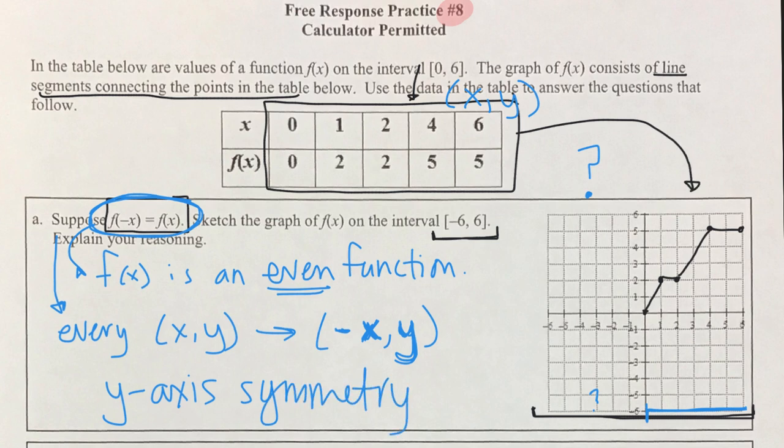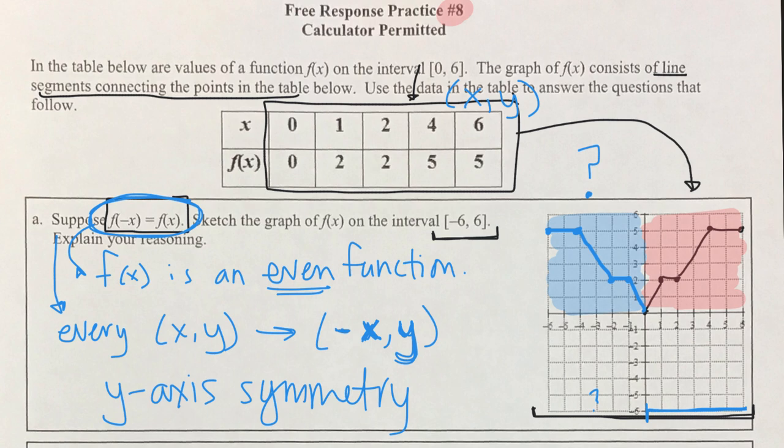So everything on the right side of our graph, all of these points, are going to end up over here on the left side of our graph. That's what it means to be y-axis symmetrical. So we can go ahead and plot all those because we know that's where they're going to end up. And that would constitute your answer.